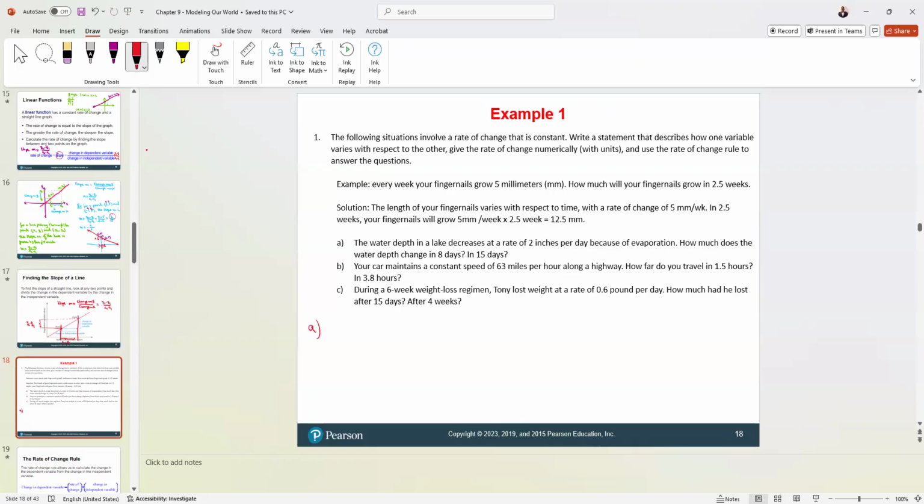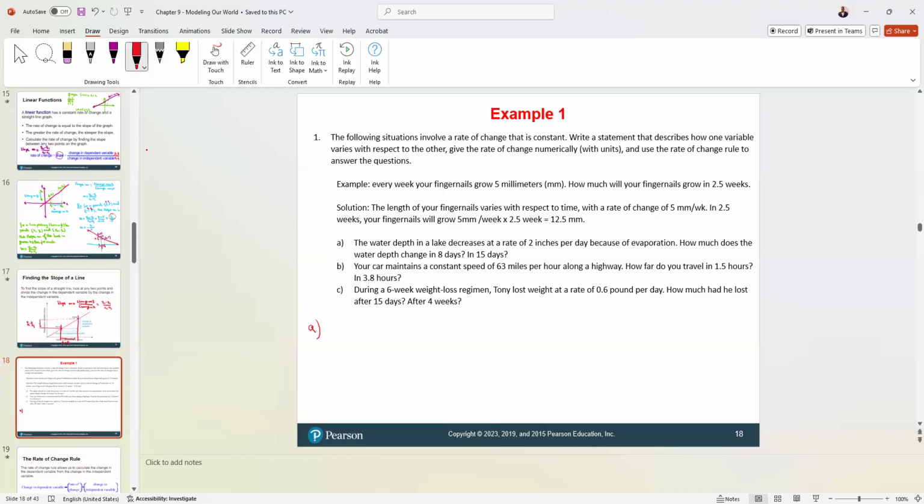The water depth in a lake decreases at a rate of 2 inches per day because of evaporation. How much does the water depth change in 8 days? 2 per day in 8 days. How much? 2 per day for 15 days would be 30, because you multiply it.